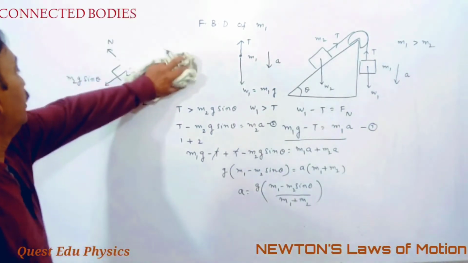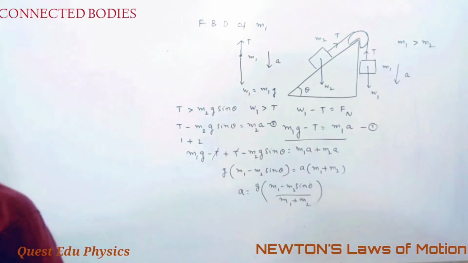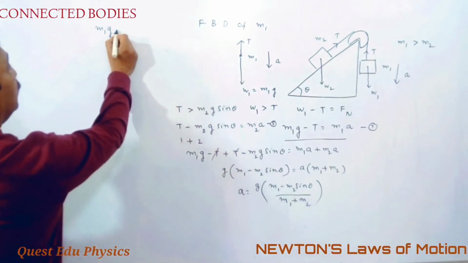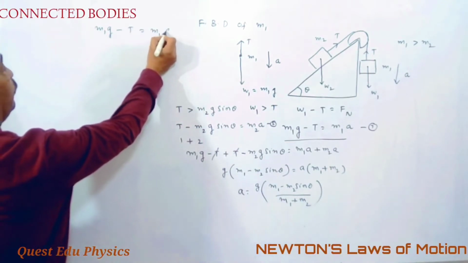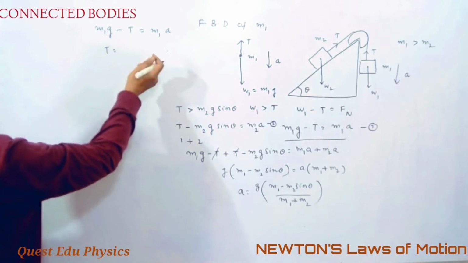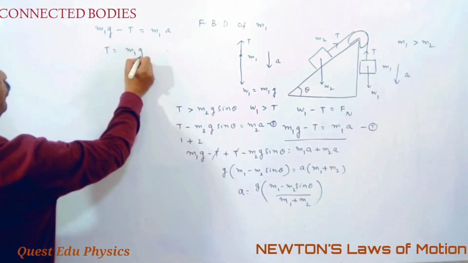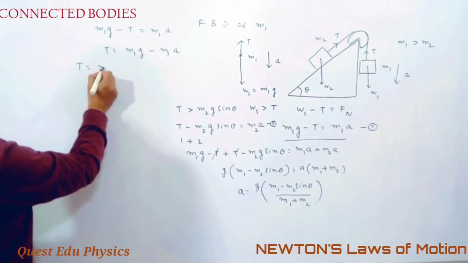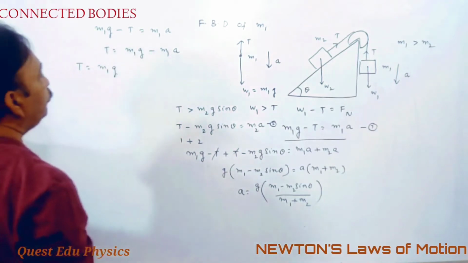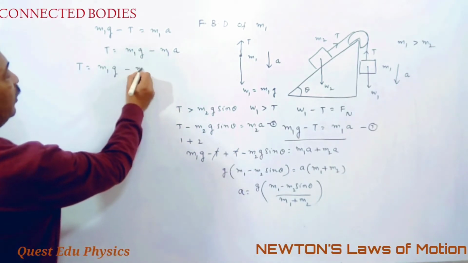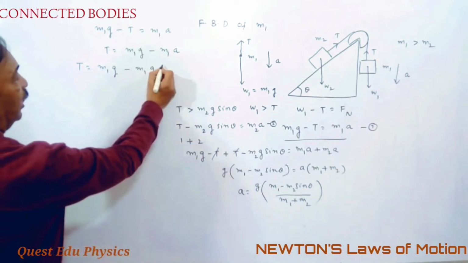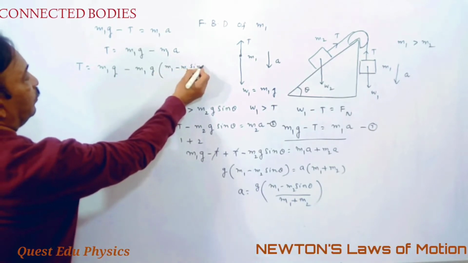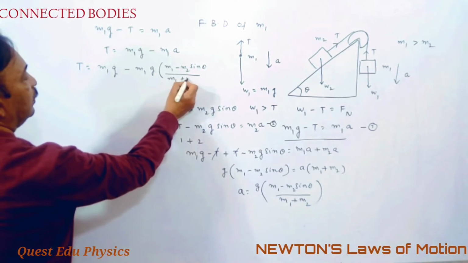See how we get M1G minus T is equal to M1A. And T, what do we get? T is equal to M1G minus M1A, that is T is equal to M1G minus M1 times A, and we got G of M1 minus M2 sin theta upon M1 plus M2.